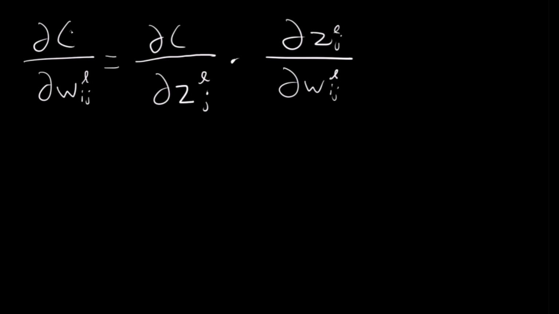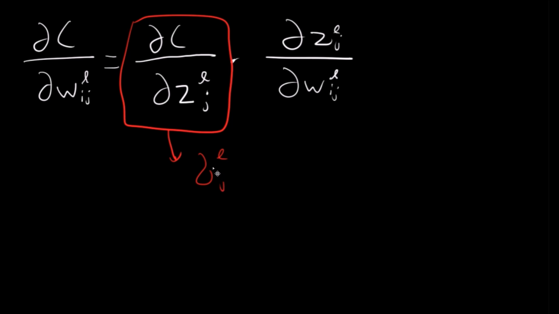So we're finally going to get to the point where we can actually figure out how a change in W^L_ij changes the cost function. We can expand this using the chain rule by looking at how the cost function is affected by input z^L_j times the way that z^L_j is affected by W^L_ij. First off, you should notice eventually that this quantity is simply delta^L_j.